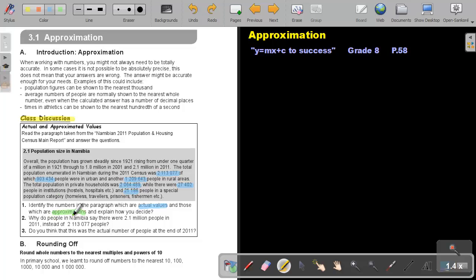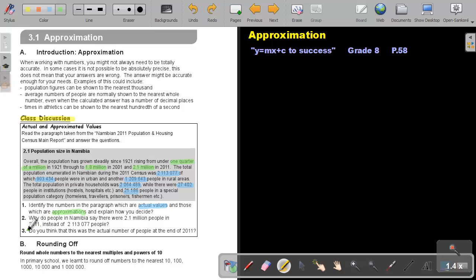Okay, let's look at the approximations. I think the first one was in words. It was 250,000. That's an approximation. 1.8 million is an approximation. 2.1 million is an approximation. And I think that was the approximations.